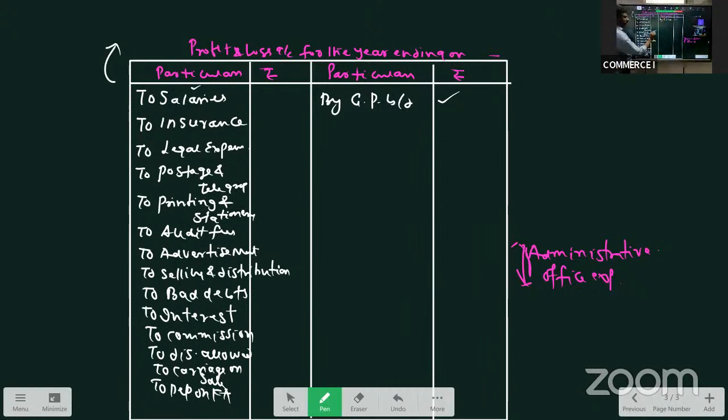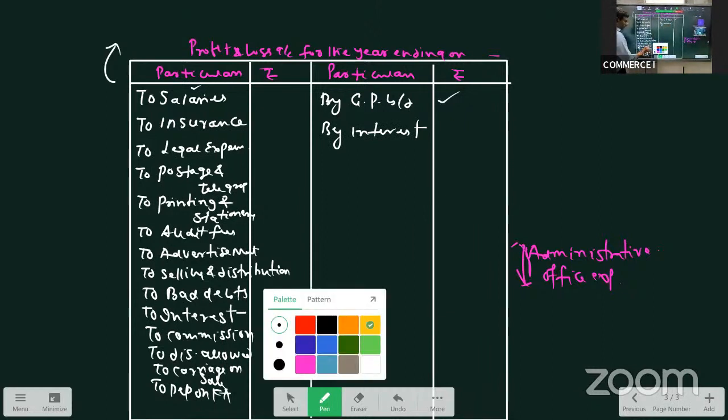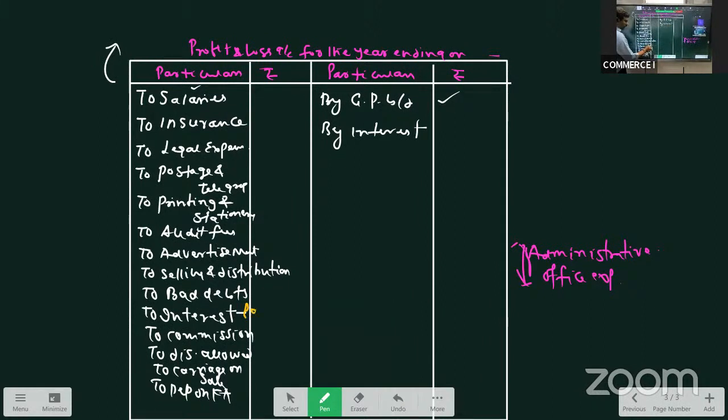Then any indirect income, like normally you'll get interest. Sir, you wrote interest on the debit side. That was interest paid, which I wrote on the debit side. And this is interest received. Received is an income, and incomes are to be credited. So any income we receive is to be credited, and any expense we are paying is to be debited. So by interest, I have taken here.